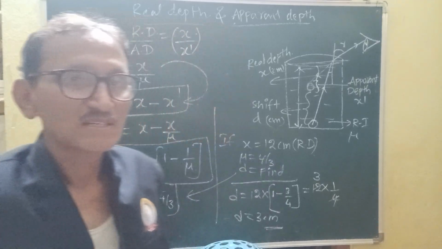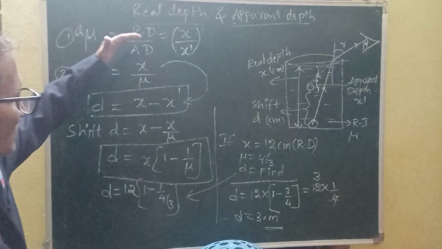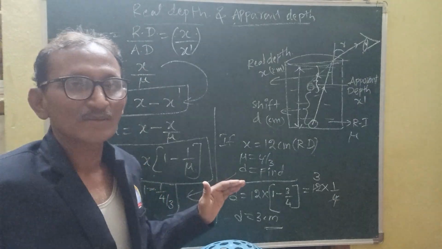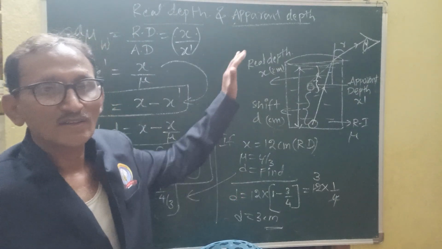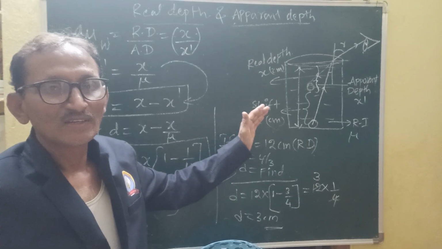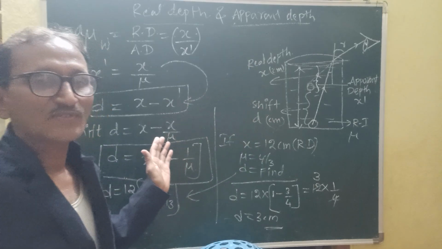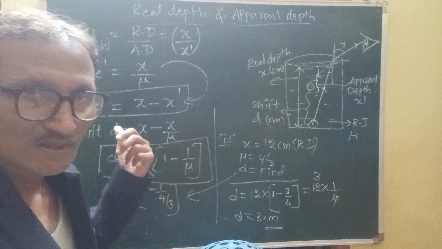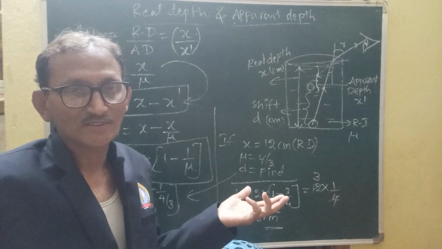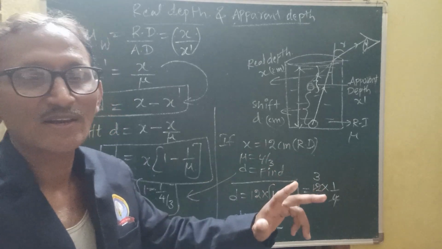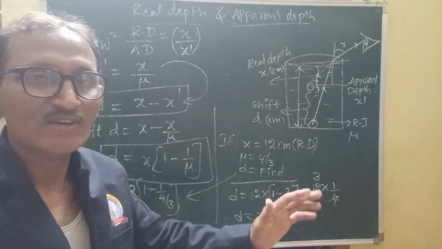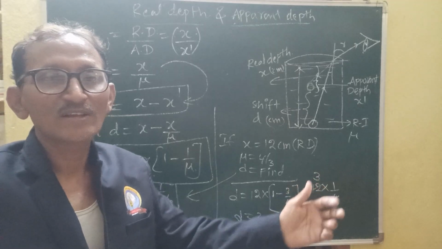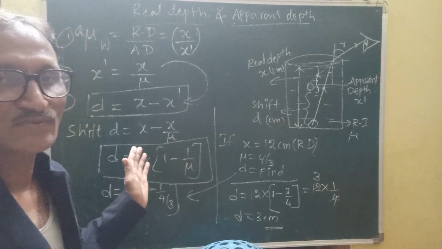Understand, children? By making use of these formulas, real depth, apparent depth, shift in the position of the coin, or the thickness of the water level, we can calculate whatever we want for IIT foundation. When two of the variables are given, the third variable can be identified by making use of these formulas.